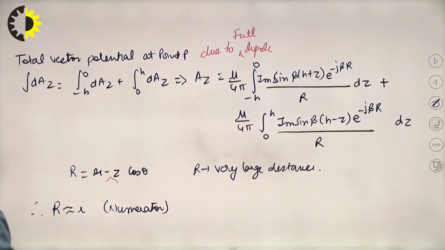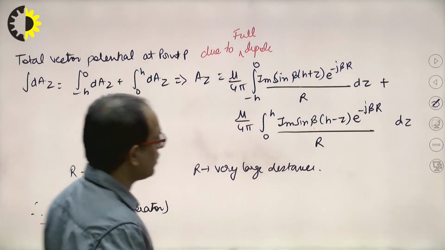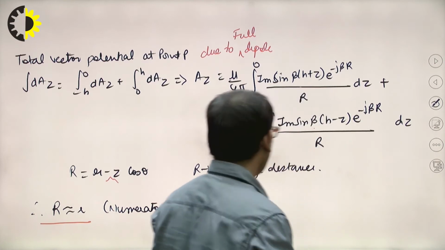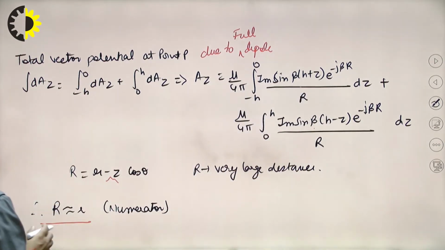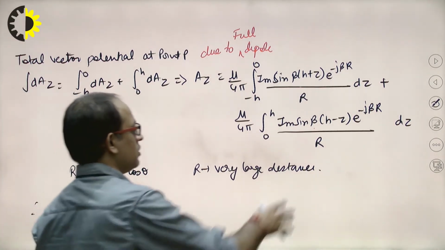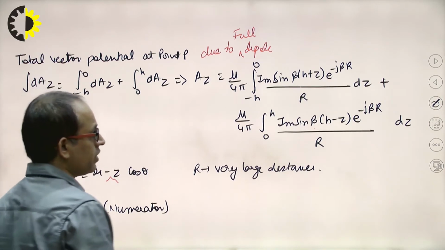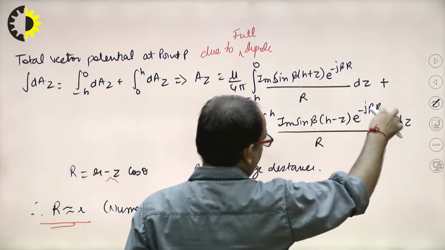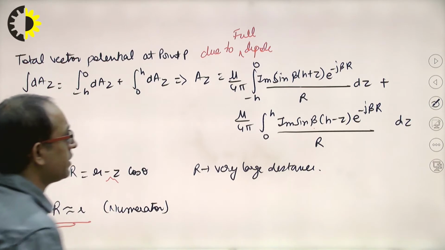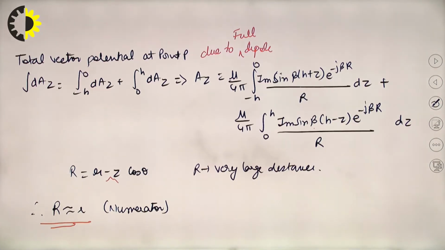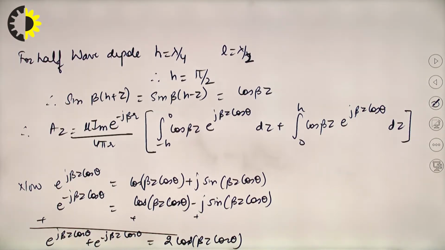Now as r is very, very large, in the numerator, because in the numerator we are talking about the phase, R can be equal to small r. In the denominator you can say that R can be equal to small r, but when we are talking about the phase, I cannot write R equal to r. We can only write R equal to r minus z cos theta.